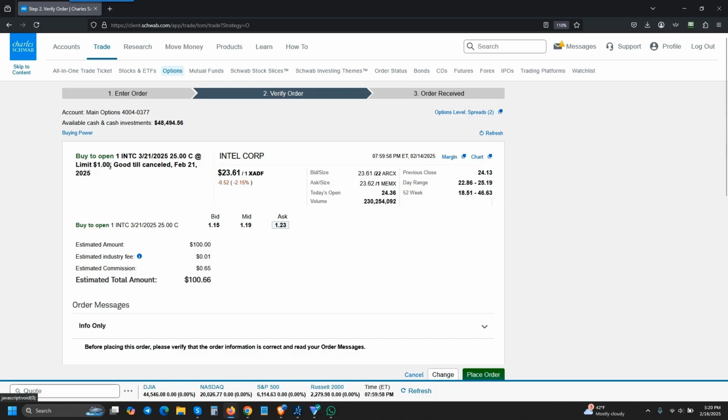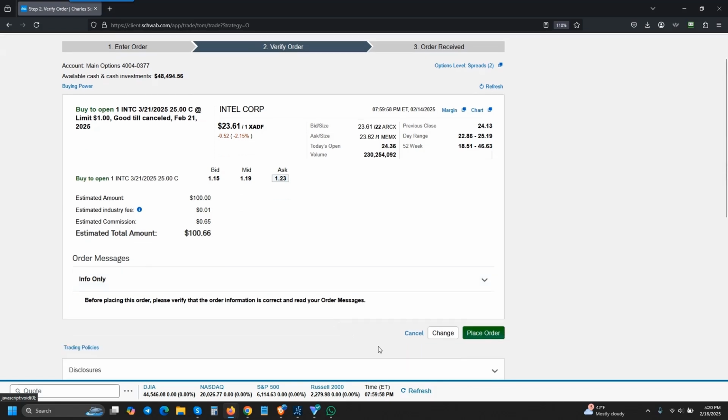The limit I'll pay is $1. It's good until canceled. In this case, I have it open until February 21st, which from the time I'm making this is a full trading week. And then you can see the estimated amount that I'm going to pay is $100, right? $1 times 100. Always verify all your numbers. There's an industry fee of 1 penny, a commission of 65 cents. The estimated amount I would pay is $100.66.